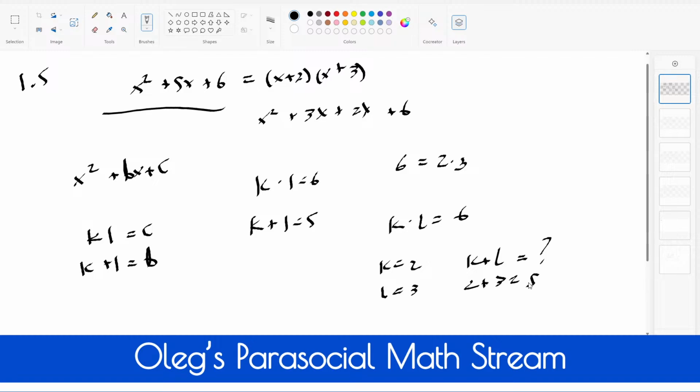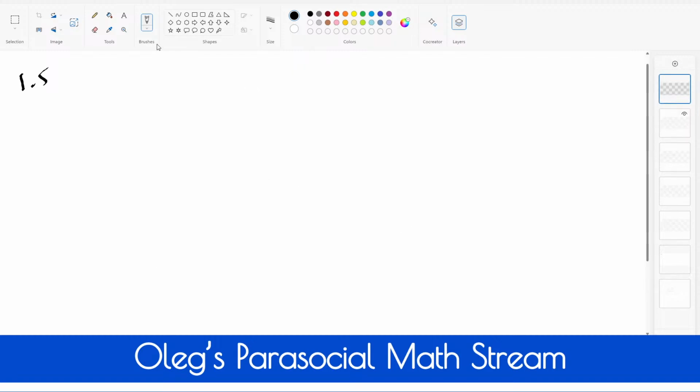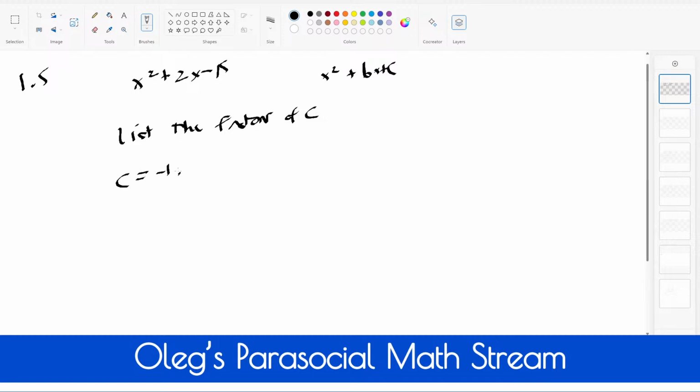All right, so next we're going to go with a little bit more complex one. We're going to take x squared plus 2x minus 15. So basically, it's of the form x squared plus bx plus c. We're going to list the factors of c, and in this case c is equal to negative 15.